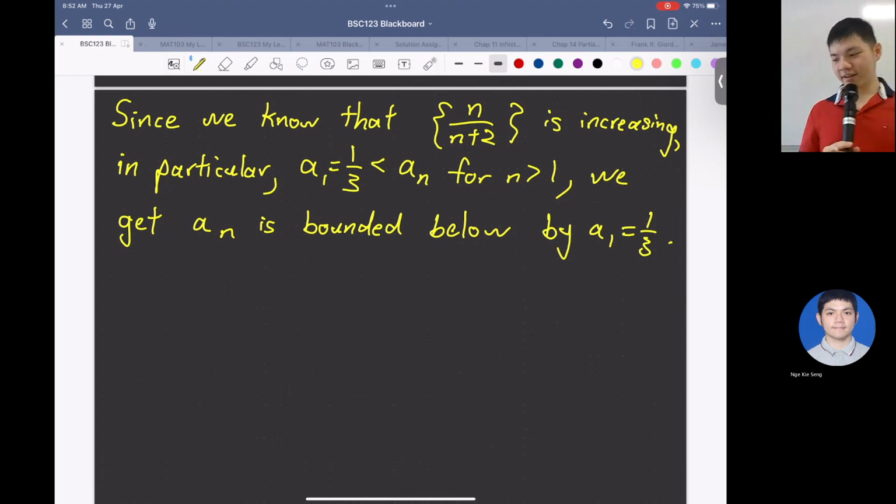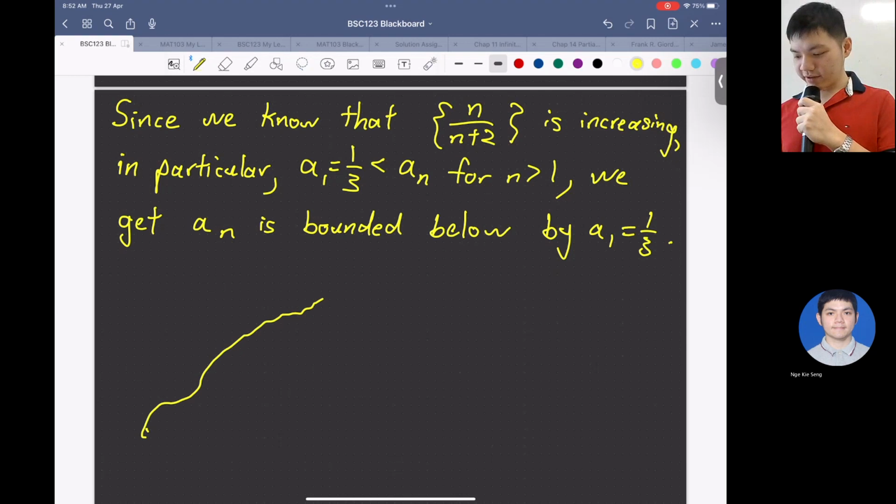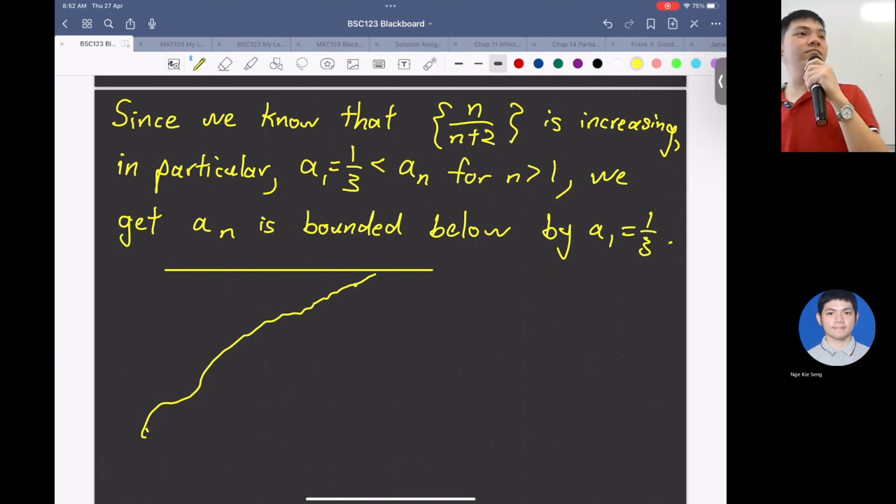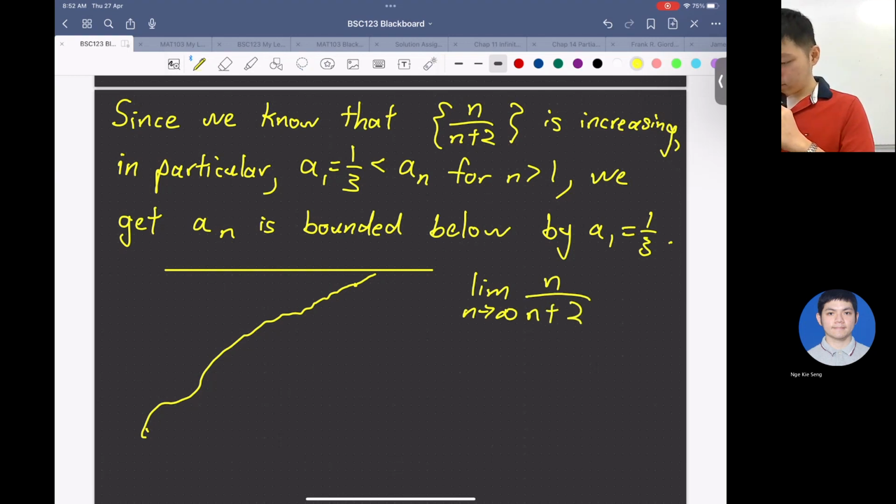Okay, let's do the limit. Because you keep increasing, if it approaches a number, then it will be bounded by that number. If it's infinity, then it is unbounded. So let's see if it is bounded or not. Let's compute the limit as n goes to infinity of n over n plus 2. So what's this?